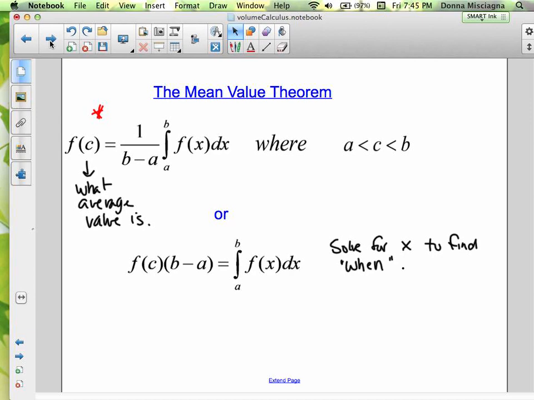So this below here is just another way to write it. They mean exactly the same thing. So the f of c is the what, the c is the when.